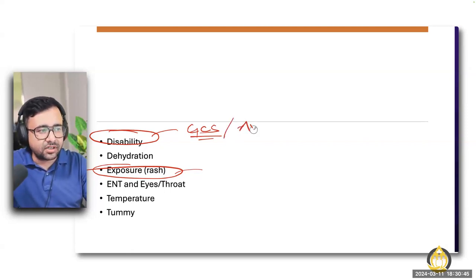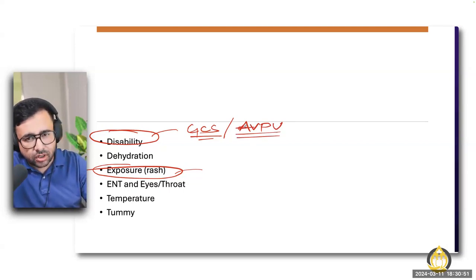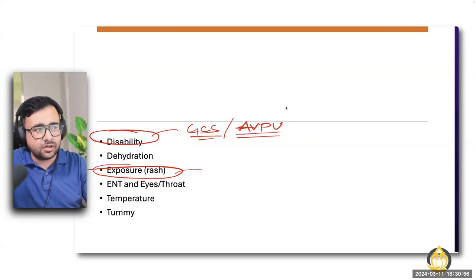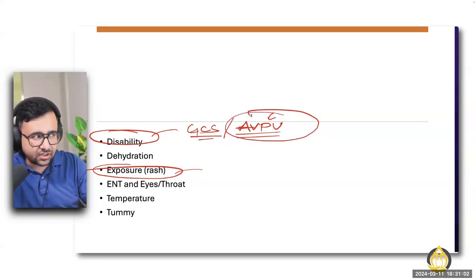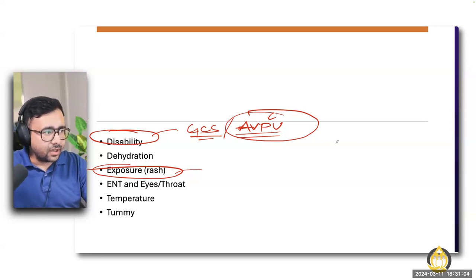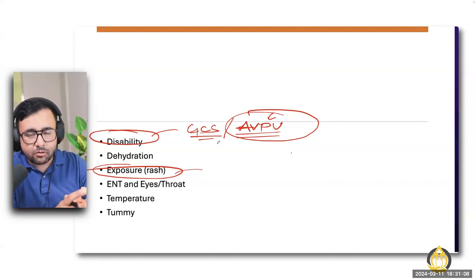So the shorter option is to check AVPU, whether the patient is alert or not, whether the patient is responding to verbal commands or verbal interactions, whether the patient is only responding to pain, or the patient is unresponsive. This is a quick way that we can use in general practice instead of GCS. The other thing that we will be doing is completely exposing the patient and checking if there are any signs of injuries, or anything concerning that we need to comment on.